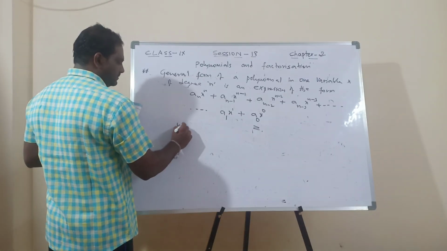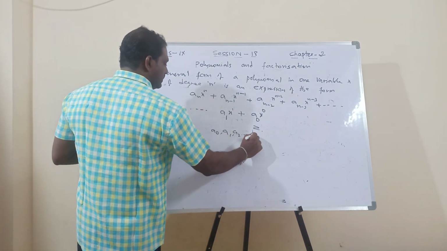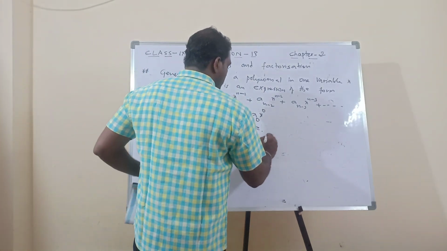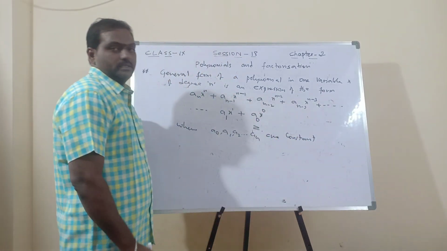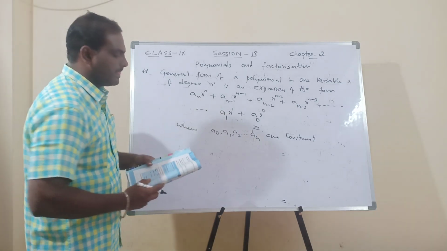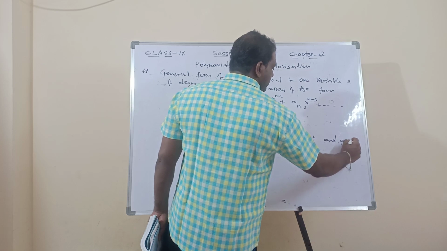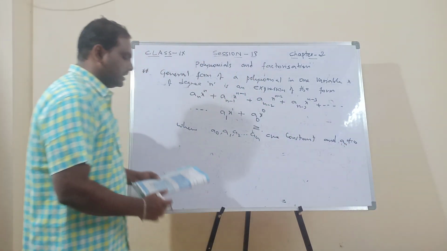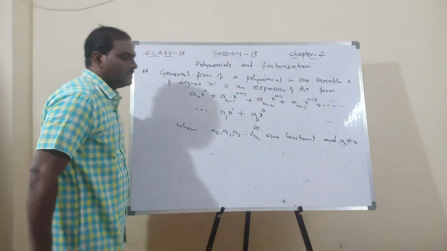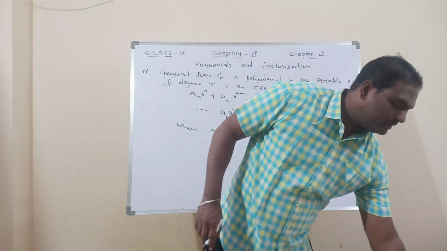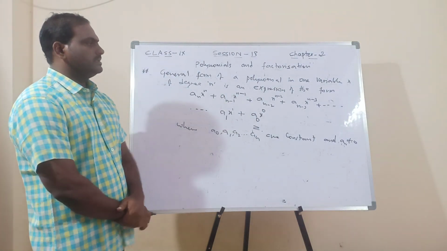where a0, a1, a2 and so on an are constants. We are just calling them coefficients or constants, and the condition is an does not equal 0. And what is the x? X will be the variable. Already we have written. So this is the general form of a polynomial in one variable. So how to write this one is very simple. Suppose its degree is 5.